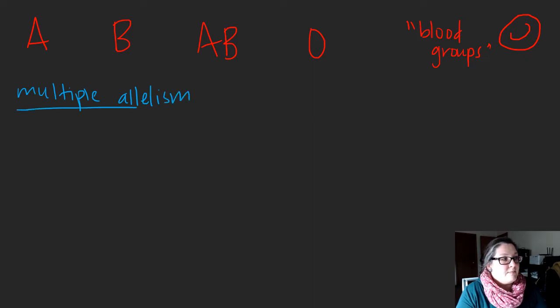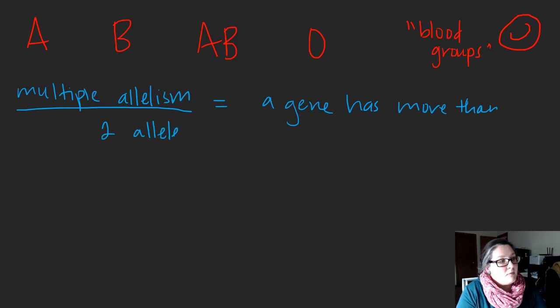Multiple allelism means that there is not just dominant or recessive, like I said in the previous slide. We have more than 2. In this case, we have 3 alleles. So that's what that means. Multiple allelism means a gene has more than 2 alleles. Now this is not unusual at all. This is very common.